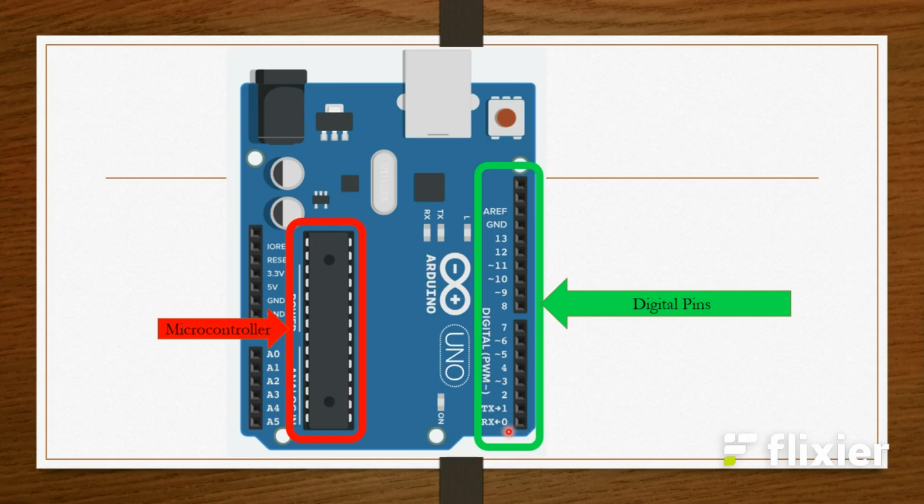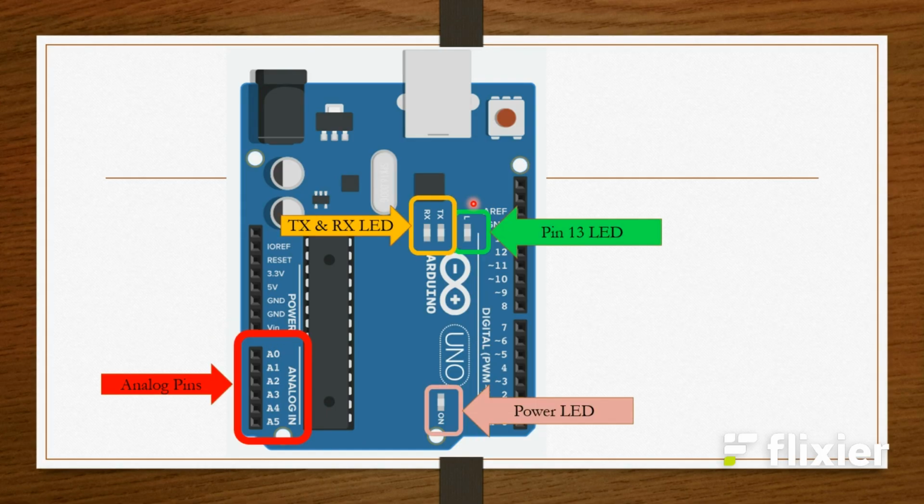Pins 0 and 1 are used for serial communication, receiving and transmitting data. Pins 2 and 3 can be used for external interrupts, which lets your code react instantly to changes. The AREF, this is an analog reference pin, used if you want to change your reference voltage for analog readings.